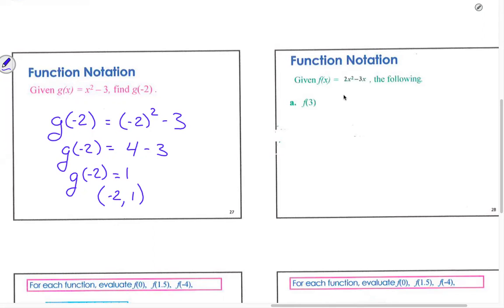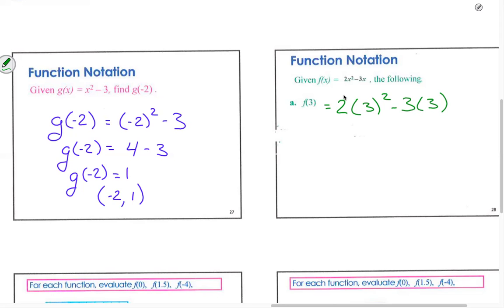All right, so that is the function notation there. So let's do A together. Sophie, what's going in for x? 3. And I'm going to put it in what? In parentheses. So f of 3 equals 2 times 3 squared minus 3 times 3.